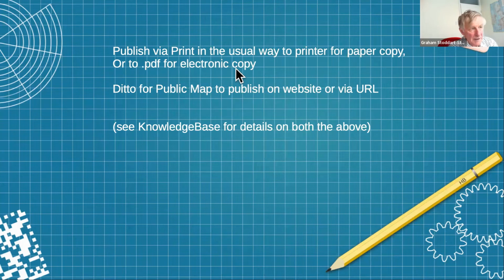I hope everyone is familiar with printing within Parish Online, but there is a big menu choice on the main screen called Print, and then it says, do you want to print to a printer, which gives you a paper copy, or do you want to print to a PDF file for an electronic copy that you can then email to anybody you like? So I'm assuming that you know it's there. I'm just letting you know that you can do that with your footpaths should you wish to.